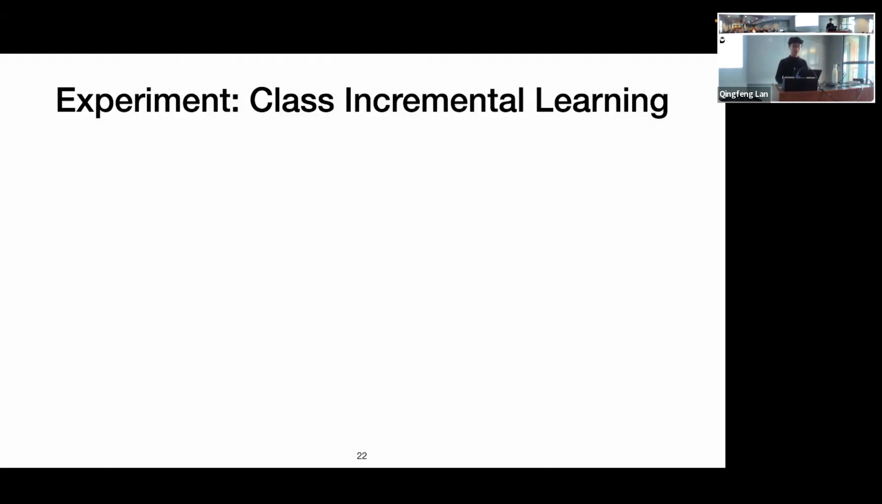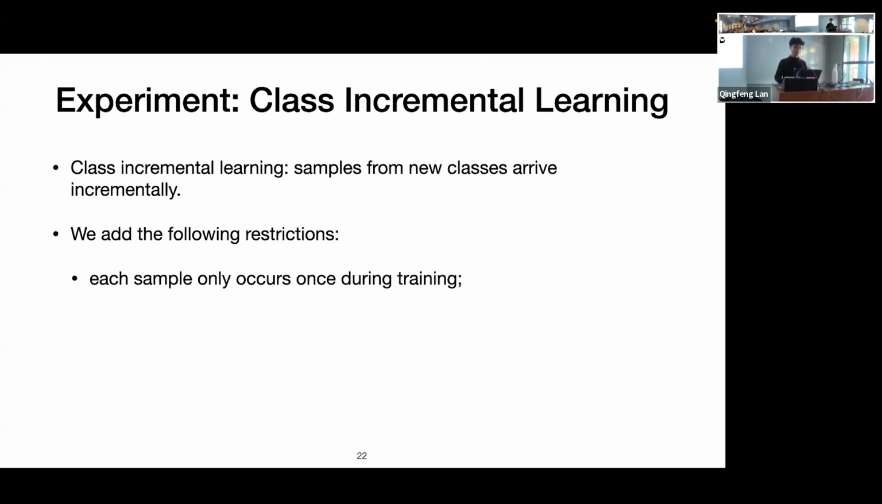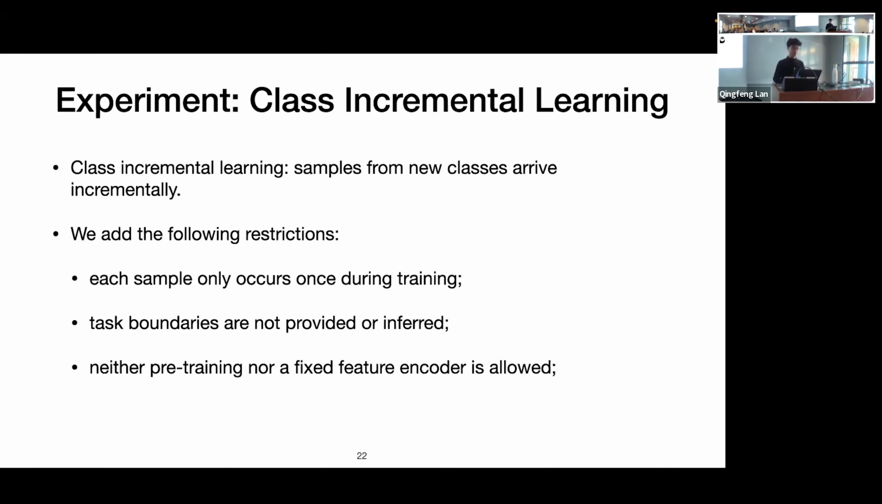Next, I'll show you some examples in classification tasks. To be more specific, we consider class incremental learning, where samples from new classes arrive incrementally. And we add the following constraints to make it more difficult. Again, we have one-time pass: each sample only occurs once during training, and the task boundaries are not provided or inferred. We do not allow pre-training or a fixed feature encoder. And finally, we do not have a buffer to store previous samples.